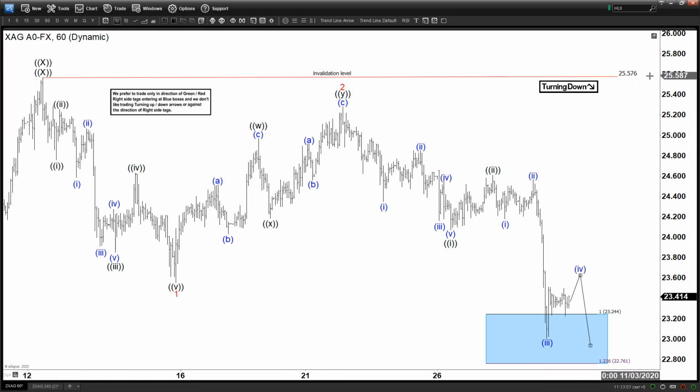Now you can see this 25.58 ended double X. So double X is a triple three structure, right? Which is a complex structure, sometimes called WXYXZ, right? And the double X is where we are right now here. We're going to take a look at the larger time frame a little bit to get a context on this WXYXZ.